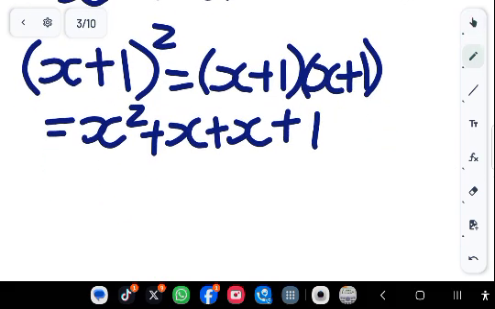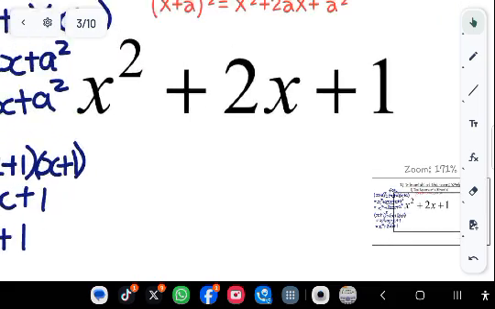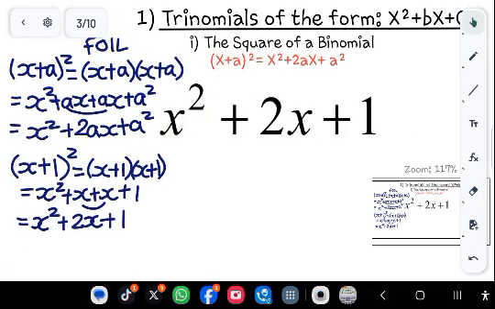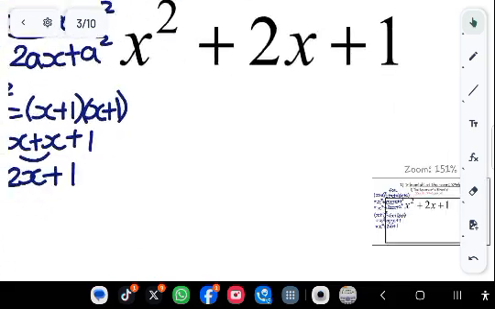And then the last one is 1 times 1, and that gives us 1. Now, when we add the like terms in the middle, a cow plus a cow, that gives us 2 cows. So that is x plus x is equal to 2x. And that gives us x squared plus 2x plus 1. This is the product you get when you square a binomial. Now, how do we factorize this?